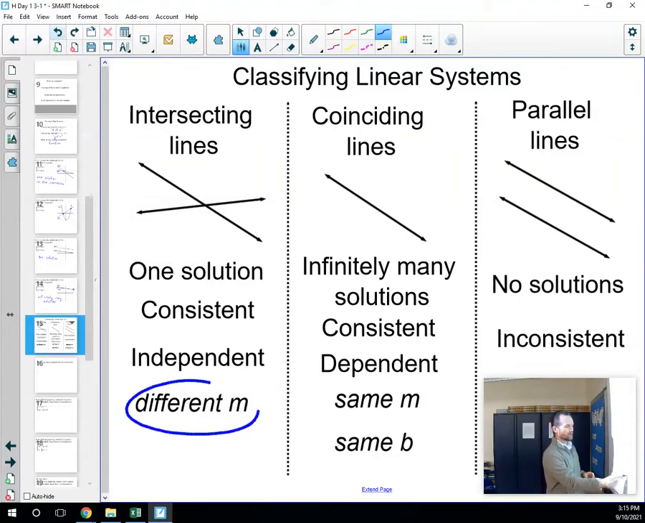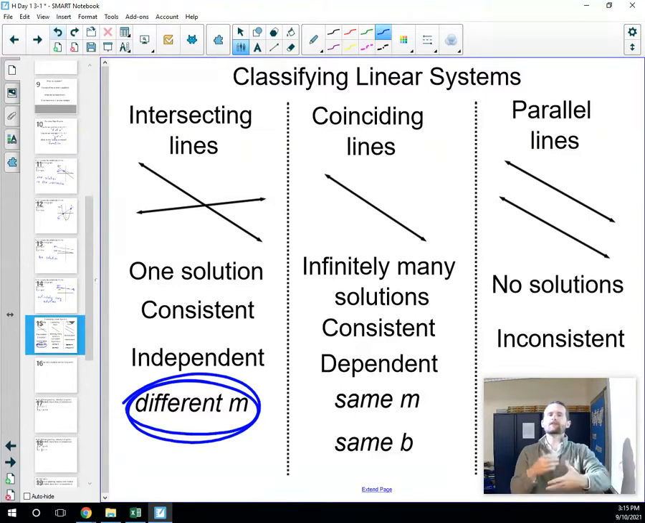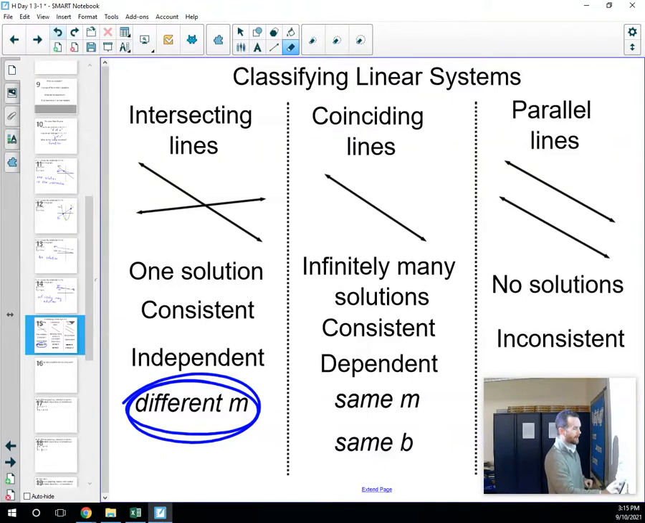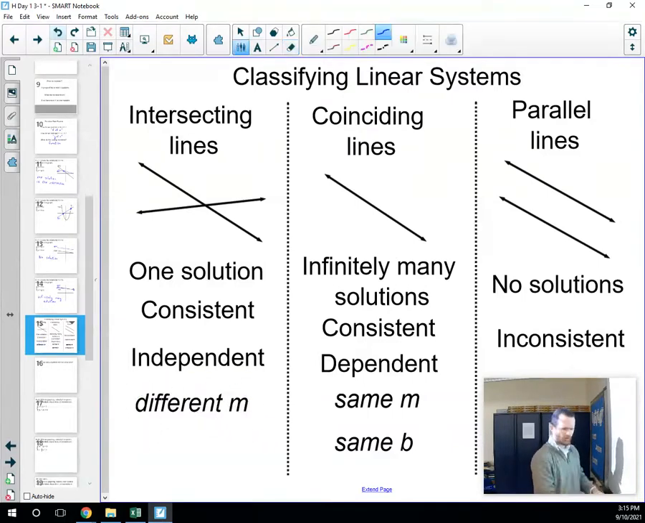Now, this is important right here. What's in italics there is how we can figure out what type of system we're looking at, even if we don't have a graph. So if we have two linear equations in one linear system, and the two equations have different m values, their slopes are different, then automatically they will be an independent system, a system with one solution. All right, so keep that in mind. We don't even need to look at the y-intercept. We don't care about b. As soon as the slopes are different, one solution, which means it's independent.